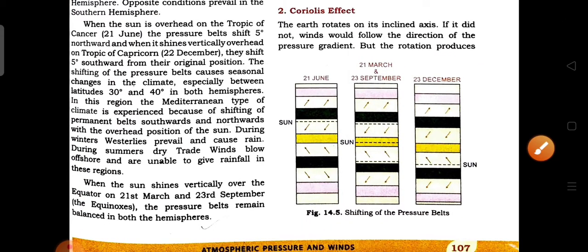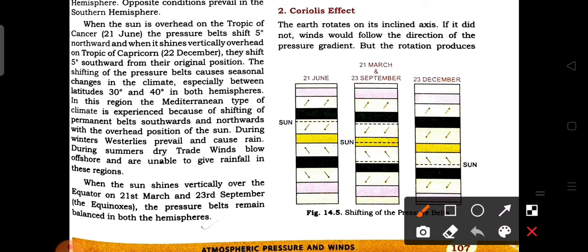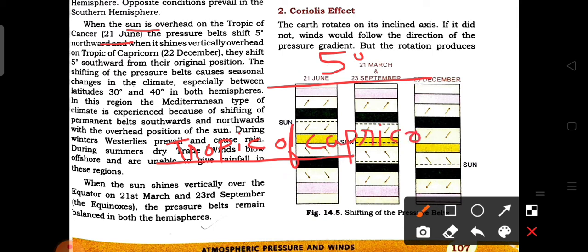Next, when the sun is overhead at the Tropic of Cancer, the important latitude after the equator, Tropic of Cancer and Tropic of Capricorn. When the sun is overhead on 21st June, the pressure belt shifts 5 degrees northward. When it shines vertically over the Tropic of Capricorn, then on the 22nd December they shift 5 degrees south.